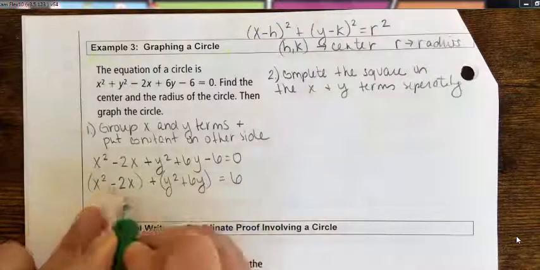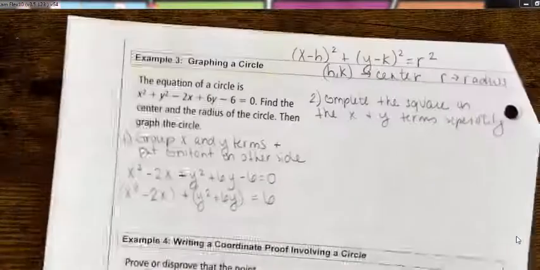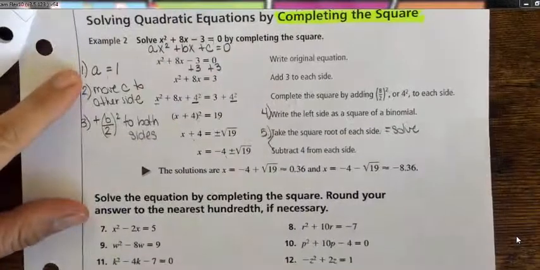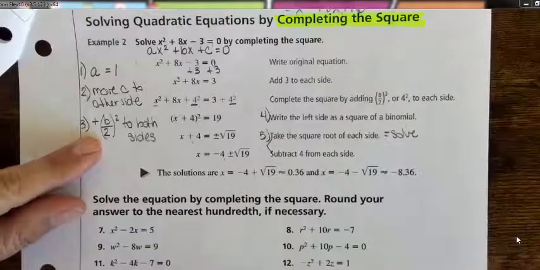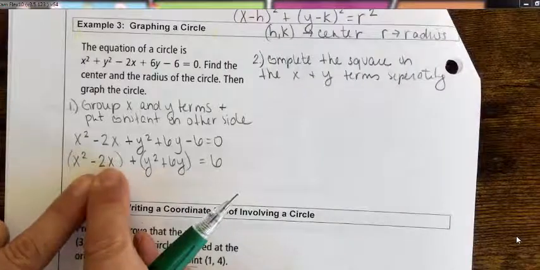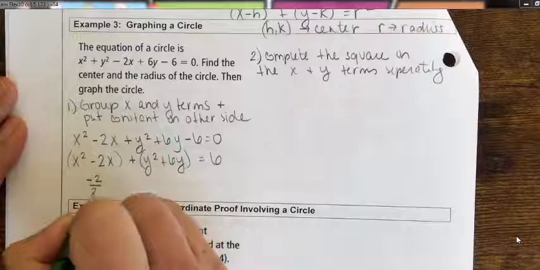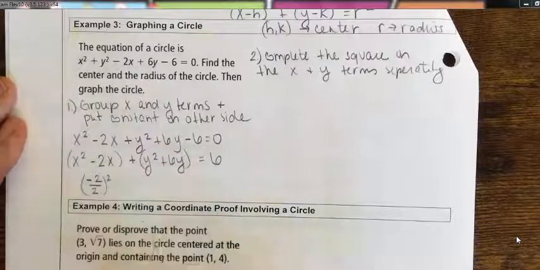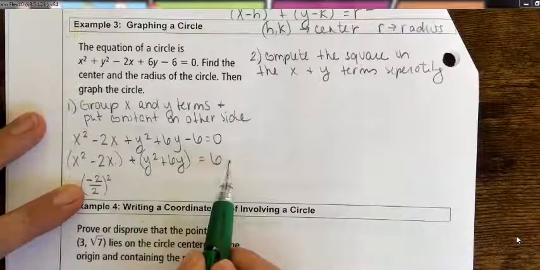Okay? So in this grouping, notice a is only 1, so that's perfect. When we're completing the square, remember a has to be 1. We've already moved the constant away, and so now we're going to add (b over 2) squared to both sides. So b is negative 2. We're going to take negative 2, divide that by 2, and square that. And we're going to add that into this group, and we're also going to add that over on this side.